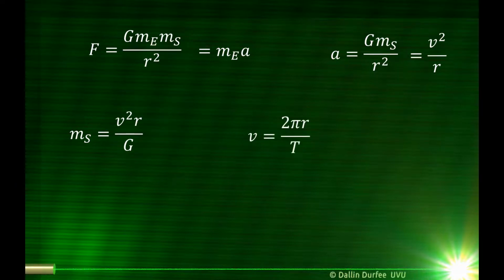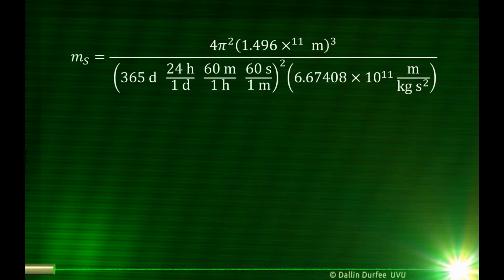Well, the velocity of the Earth's orbit is just 2 pi times the radius, the circumference of the orbit, divided by the period, the distance we travel in 1 year divided by a year. So you plug that in for the velocity, and here's an equation for the mass of the sun. If you plug in all of the numbers, you find that the sun has a mass of about 1.99 times 10 to the 30th kilograms.